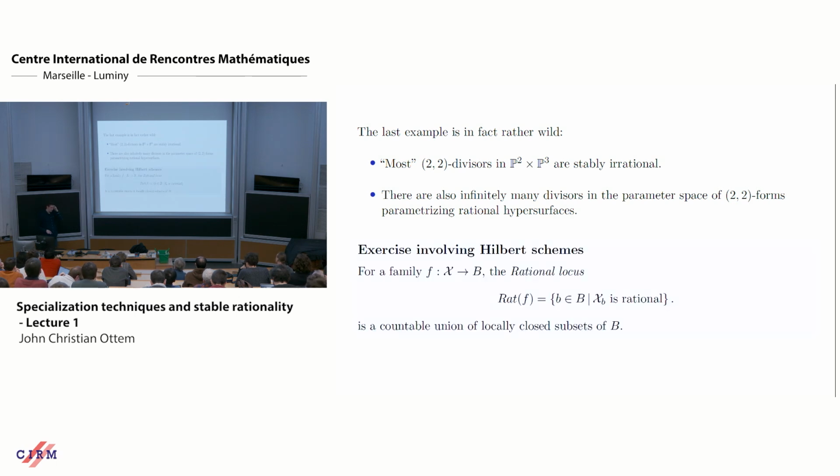And this is another exercise for the afternoon session. If you have any family of varieties, we can form the rational locus. That's just the set of points in the base where the fiber is rational. And the exercise is to prove that this is a countable union of locally closed subsets. Yeah, and the keyword here is to use a Hilbert scheme argument.